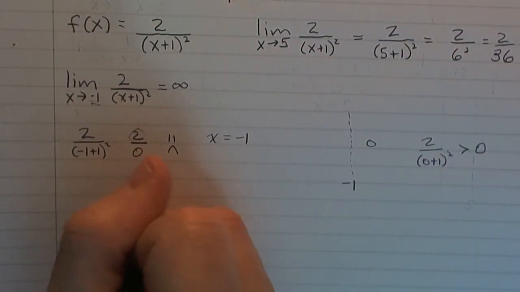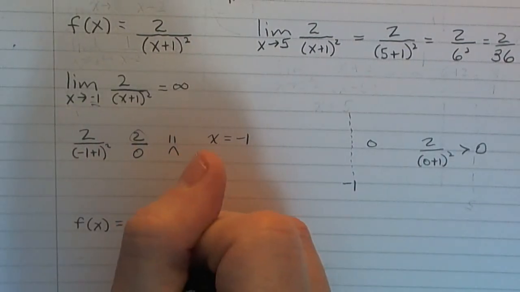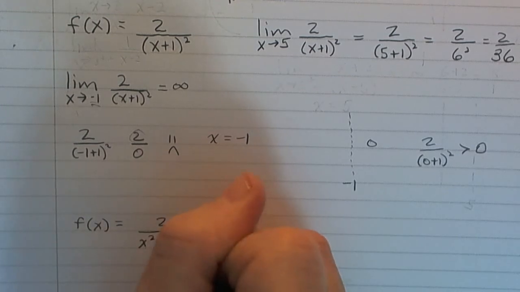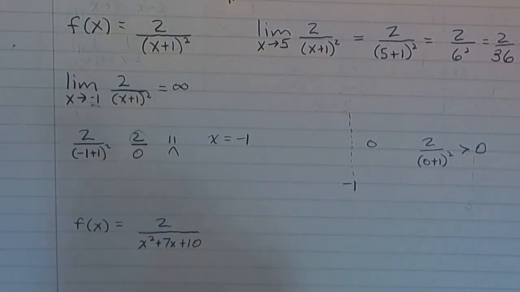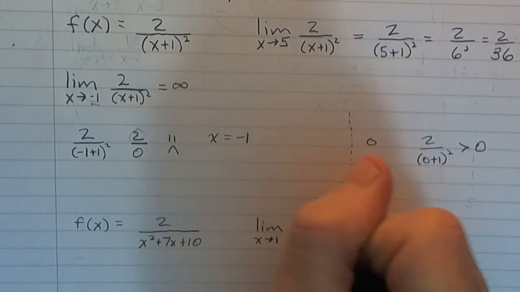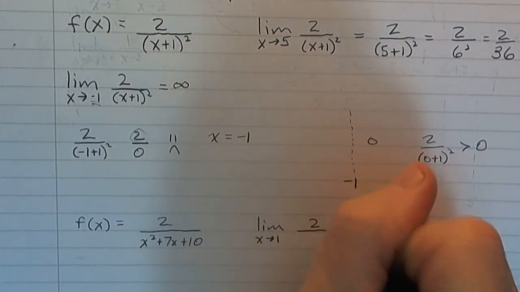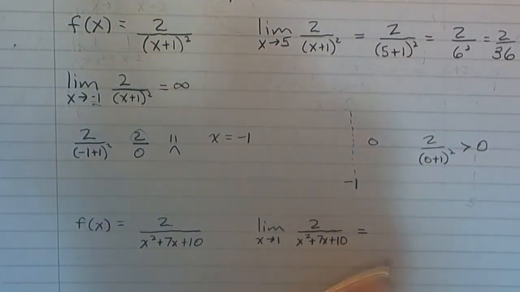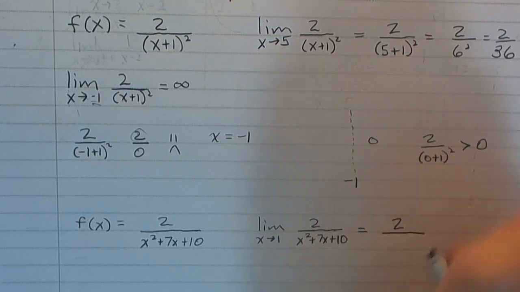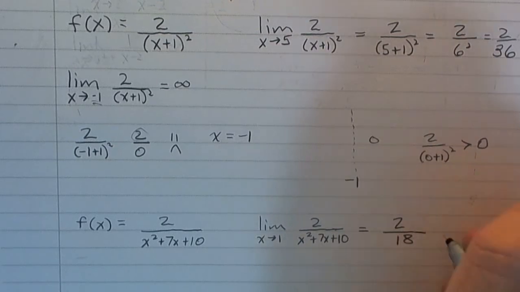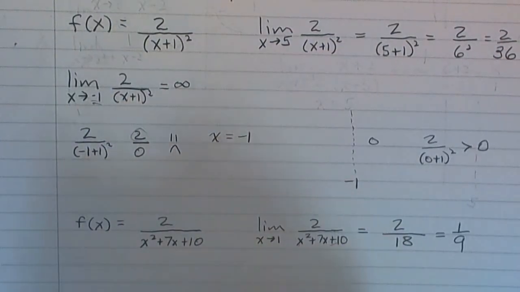Let's suppose that we've got f of x equals, well, let's say 2 over x squared plus 7x plus 10. Something like that. Okay, so this is the function that we're dealing with. Now, we can talk about limits. We can say, well, what about the limit as x goes to 1? Well, I just plug in and see if that works. So I've got 2 over 1 plus 7, that's 8. So this is 18 right here, so that's 1/9. Okay, just plugging in there.